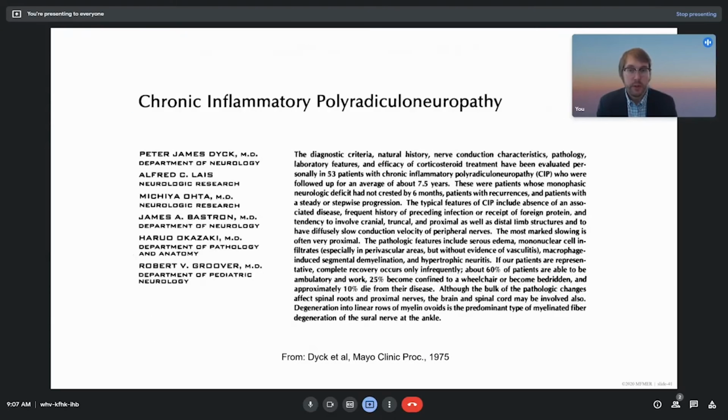So this is the initial publication by Peter Dyck about chronic inflammatory polyradicular neuropathy in 1975 in the Mayo Clinic Proceedings Journal. And he described several patients, 53 patients, who were followed over about 8 years, who had weakness and improved with treatment of their immune system, immune therapy.